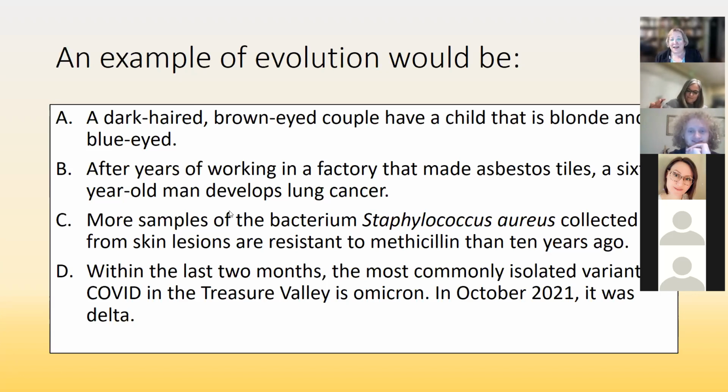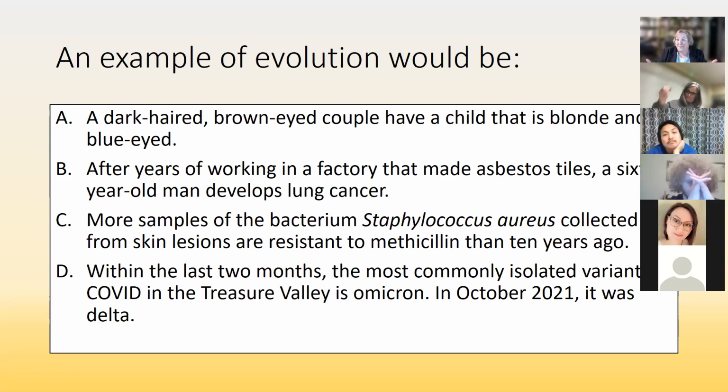With this one, if we're talking about the man, then it would not be an example of evolution because it's an individual, not a population. If we were talking about a population of people being eliminated by breathing in asbestos, that would be an example of evolution. An unfortunate example of evolution. But with an individual, no, it would not be an example of evolution, because evolution is populations.